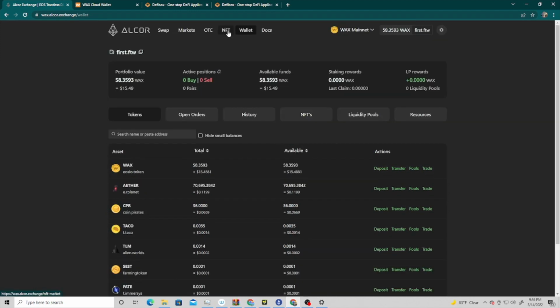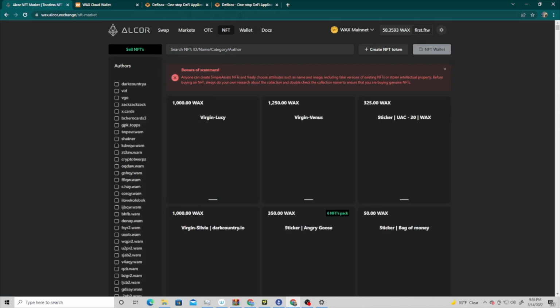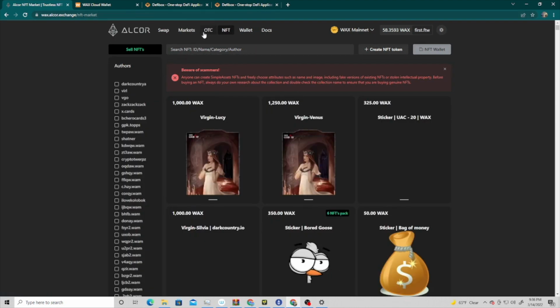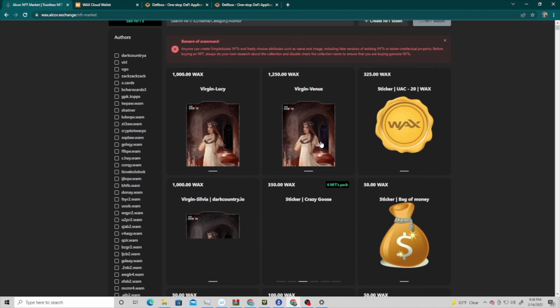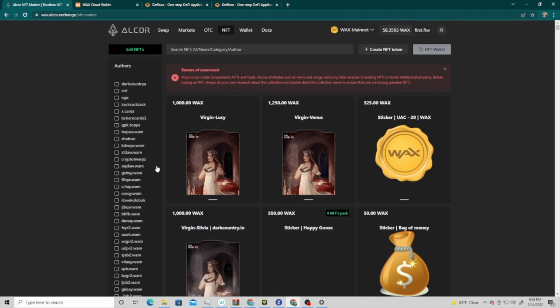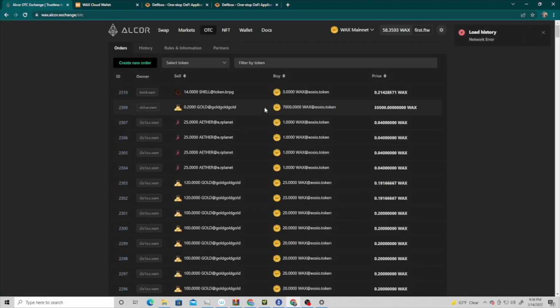The NFT market, I won't even click on it. It kind of has a hard time loading. Yeah, see, it's like kind of slow and stuff, and it's making my cursor not want to respond. I like Atomic Hub or Nifty Blocks or Chain Champs to buy NFTs versus here. I wouldn't recommend using this at all, honestly. The OTC, similar, unless you know what you're doing, I'd stay off of this tab.